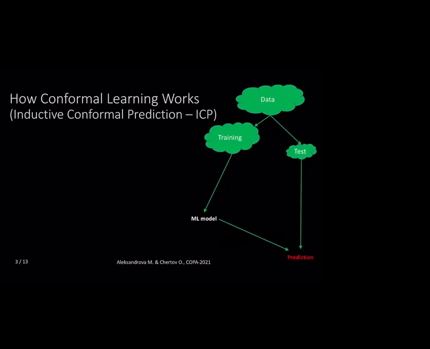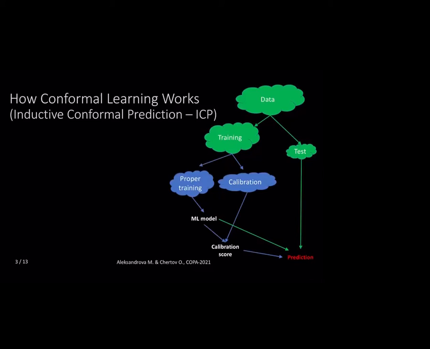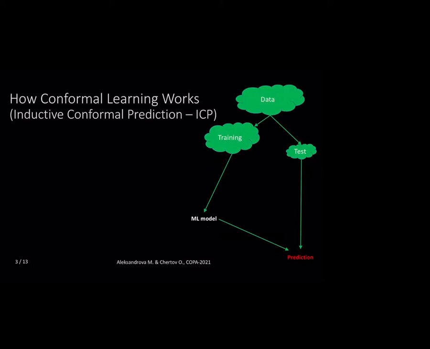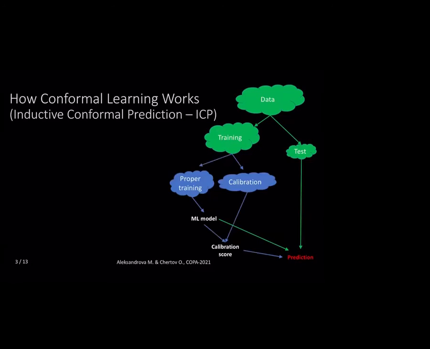How does conformal learning work? And here I will be talking in particular about inductive conformal prediction setup. On this schema, you can see the traditional machine learning prediction framework. So we have our data set that is usually split into training and test parts. Then we use the training data set to build our predictive model. And after that, we test it on our test data set and we do our predictions.